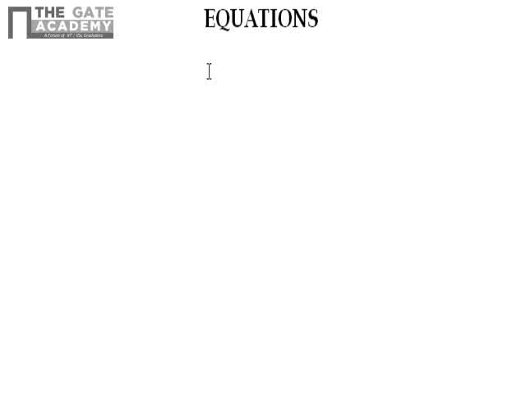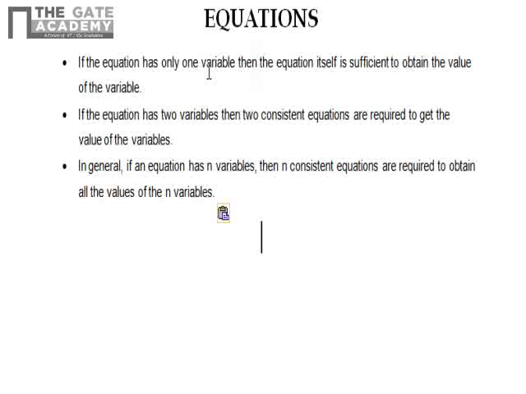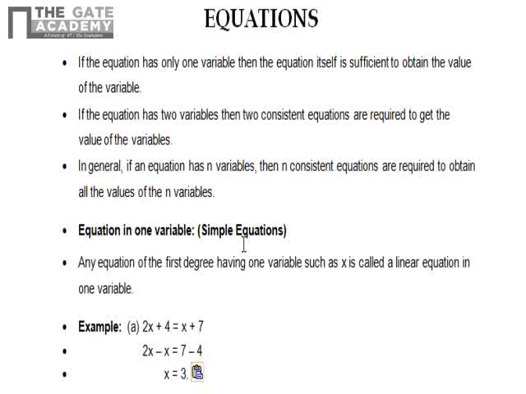Now how to solve these equations depends on the number of unknowns. If the equation has only one variable, then the equation itself is sufficient to obtain the value. If it has two variables, then two equations are required, and so on. If it has n variables, then you need n consistent equations to obtain the solution. Now we'll see an example of an equation having only one unknown.